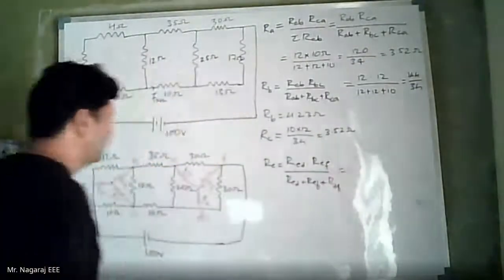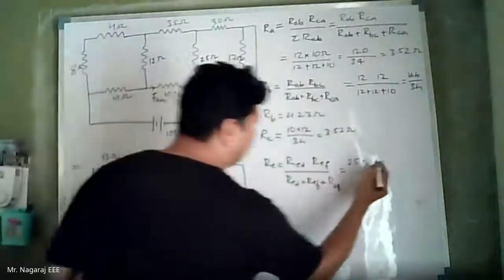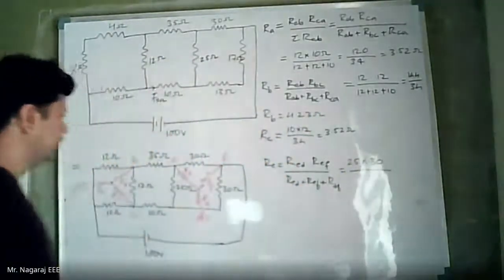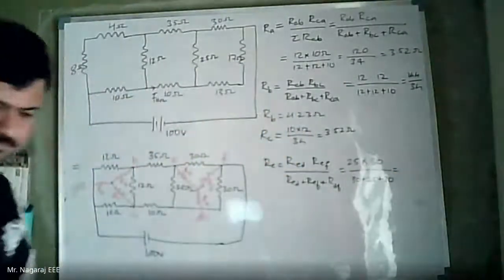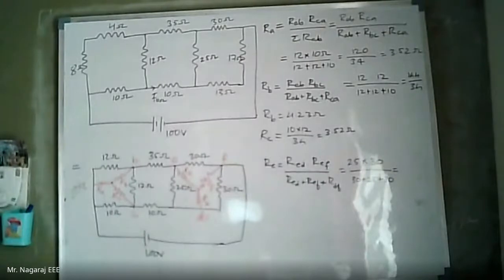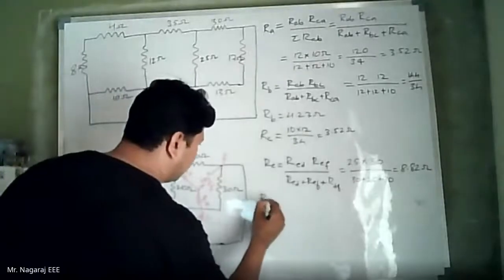So this is equals to RED is 25 ohms into REF is 30 ohms divided by 30 plus 25 plus 30 equals to 25 into 30 divided by 85, is 8.82 ohms. Similarly, RF, I will write it directly.